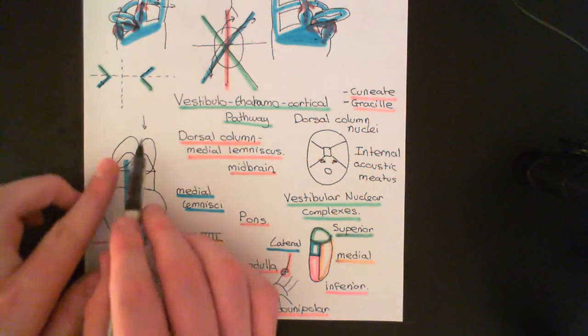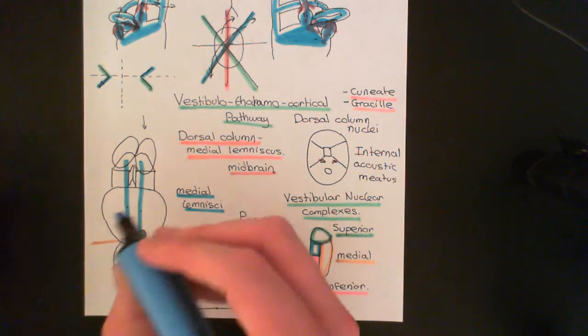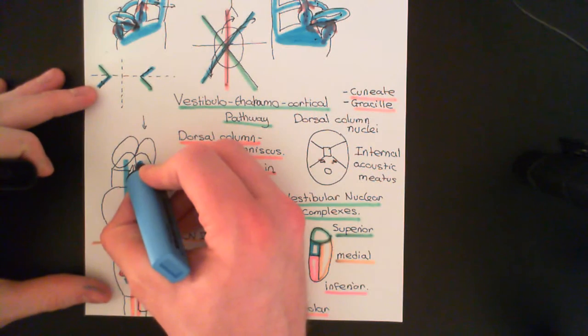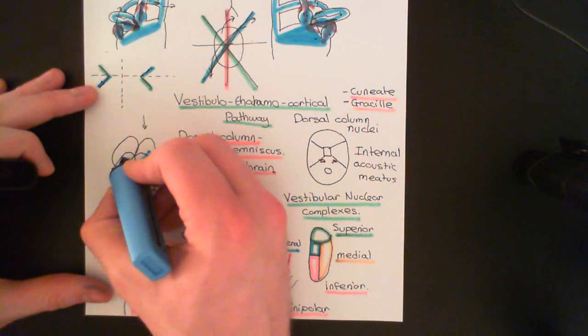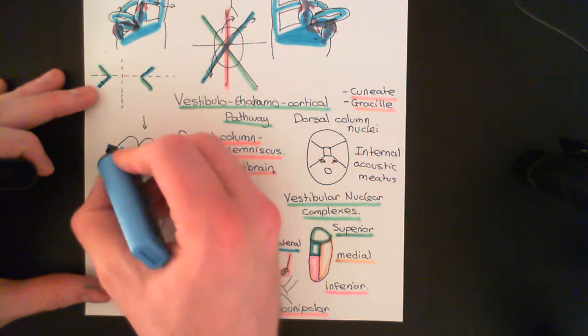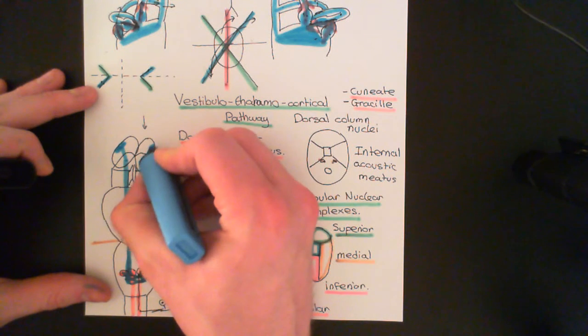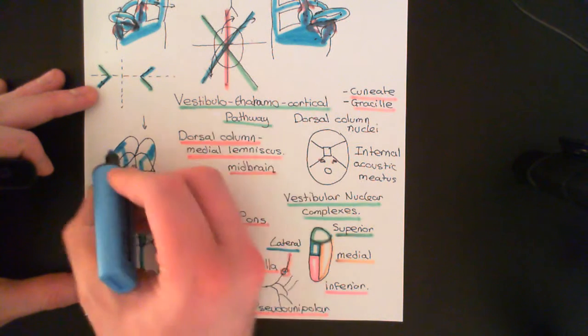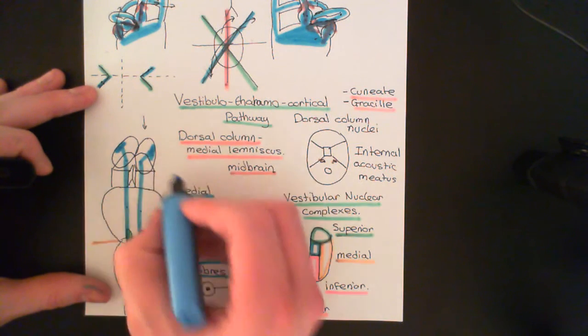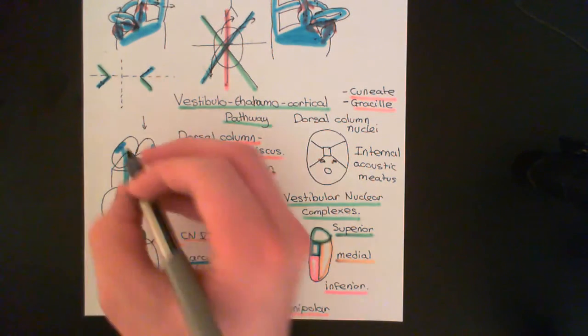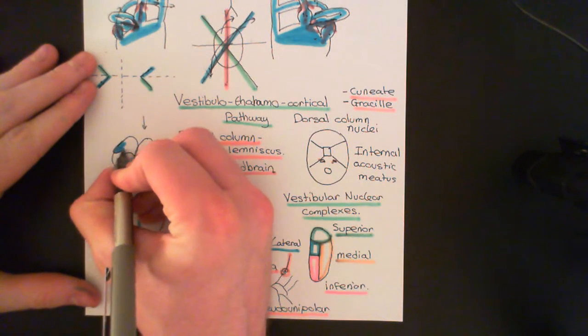So here are the medial lemnisci ascending up. So now they are going to go to the ventral lateral and the ventral posterior thalamic nuclei, which are in these sort of regions here. Okay, remember they're in the lateral portion of the thalamus. So here are those thalamic nuclei that they're actually going to go to.